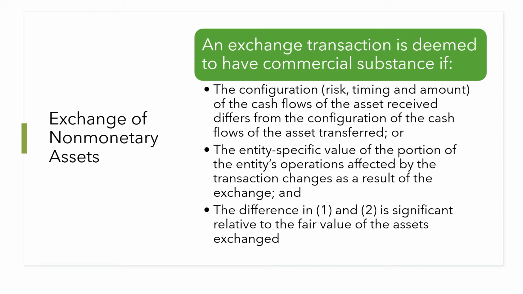The entity-specific value of the portion of the entity's operations affected by the transactions changes as a result of the exchange. Now, the difference in 1 and 2 is significant relative to the fair values of the assets exchanged. So, when all of those are present, the exchange transaction is deemed to have commercial substance. In problems, usually it states whether the transaction is with or without commercial substance. Your keywords there: of course there are changes in the present value of cash flow. So, the interest rate changed, the cash flow changed, the useful life changed. Therefore, there is commercial substance.